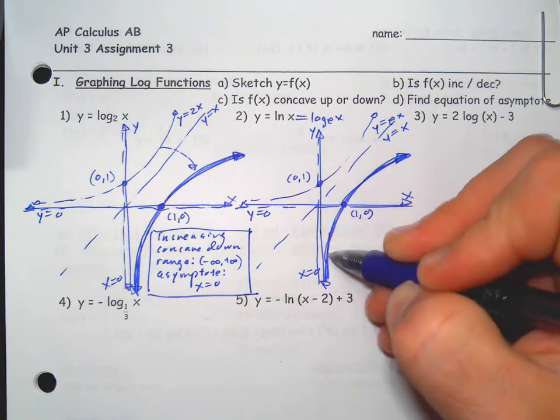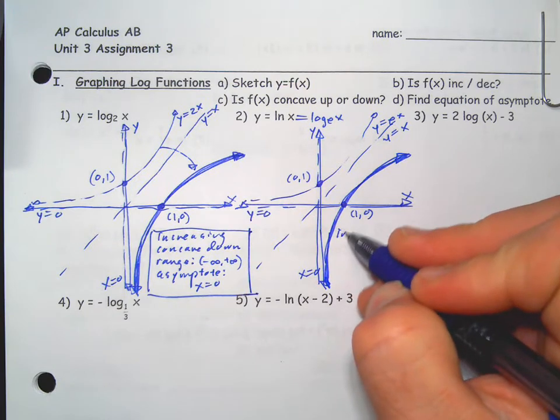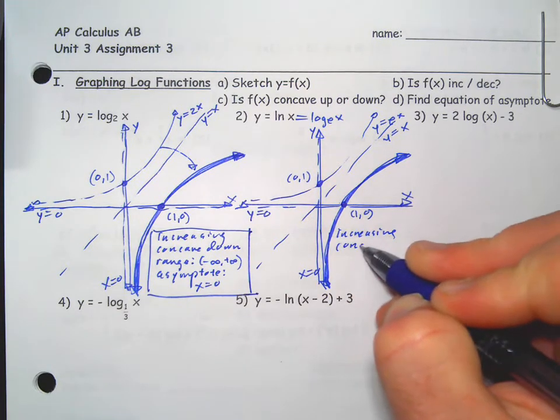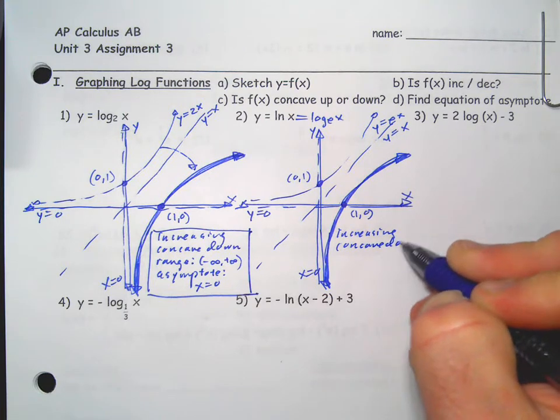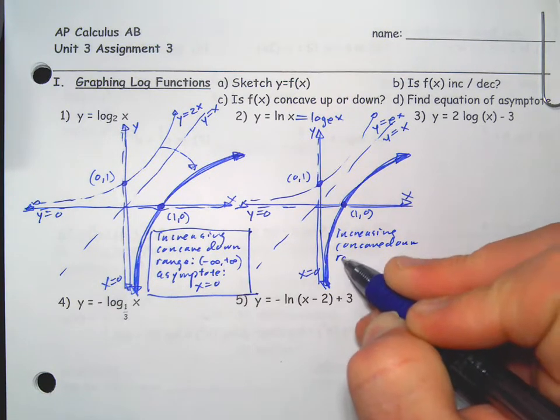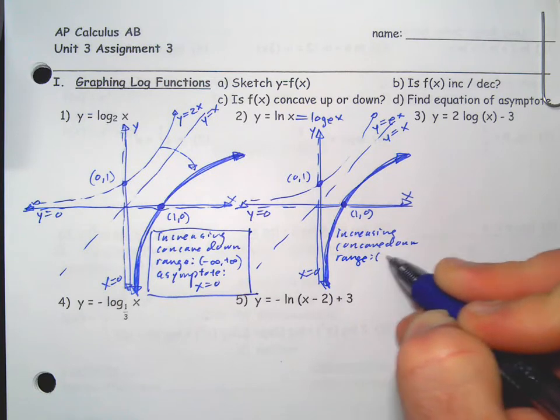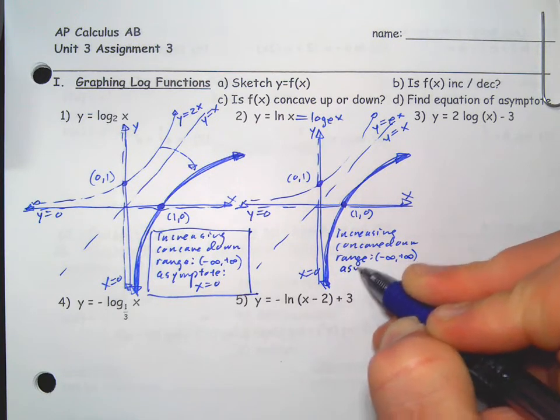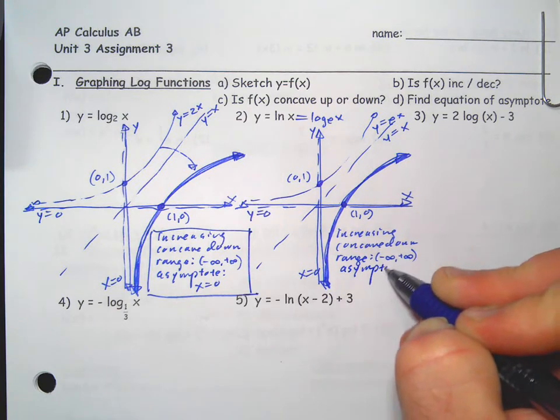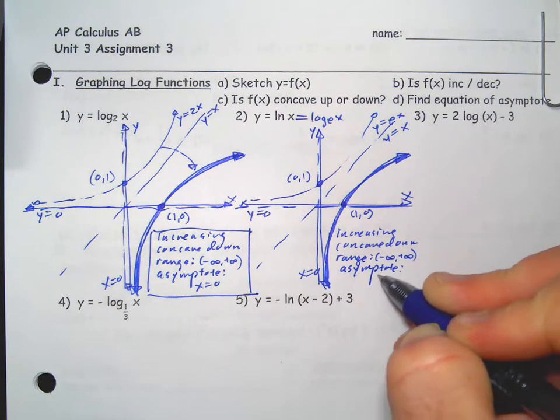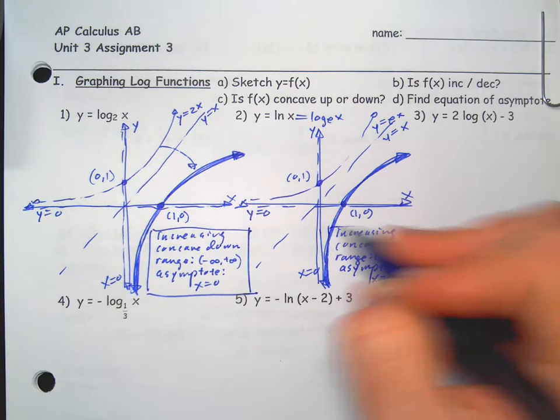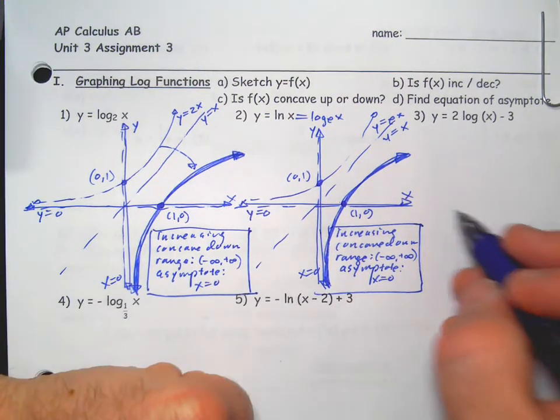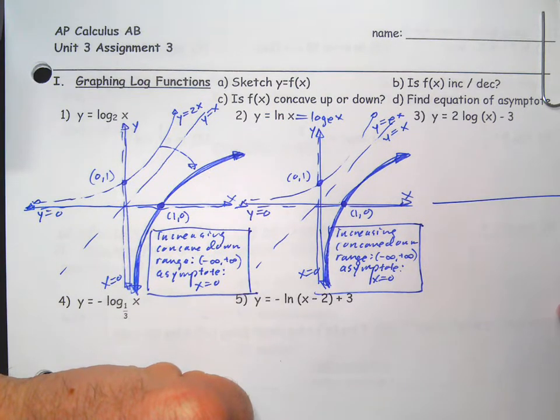And this is your final graph. It is increasing, concave down, range is negative infinity, positive infinity, and asymptote is x equals 0. All right. Next graph.